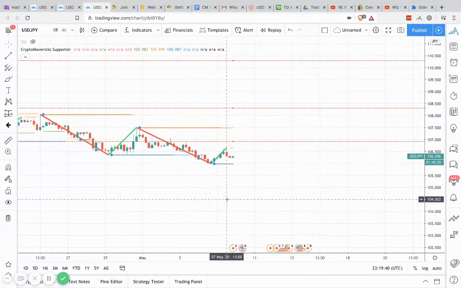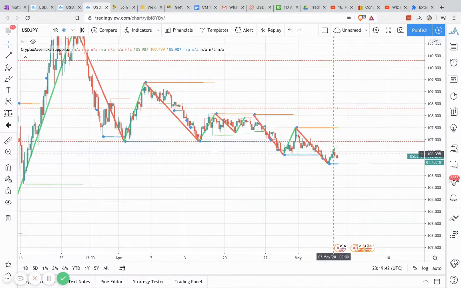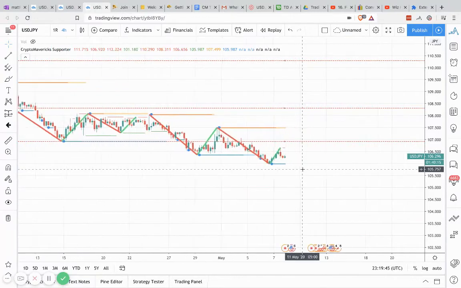However, we're also in a bit of a downtrend. We're making lower lows. And so that's just another thing to be aware of.